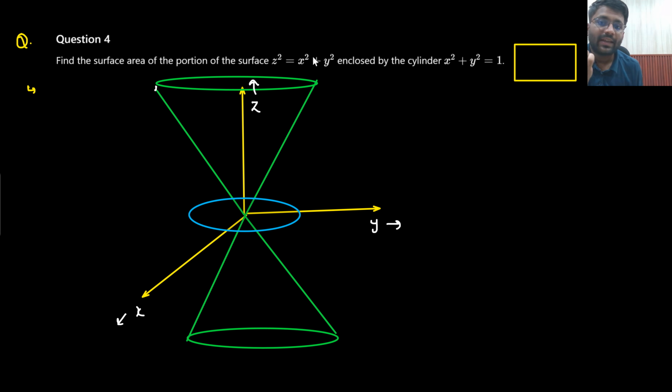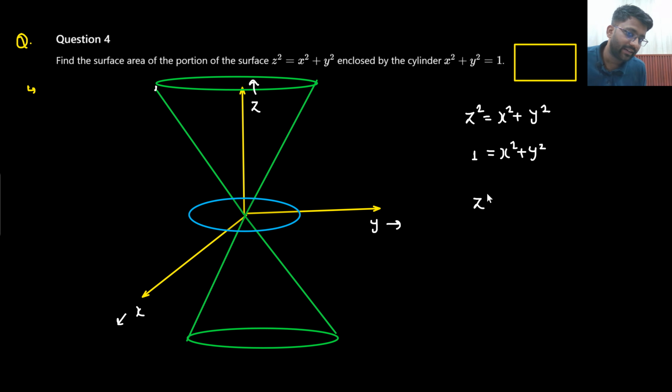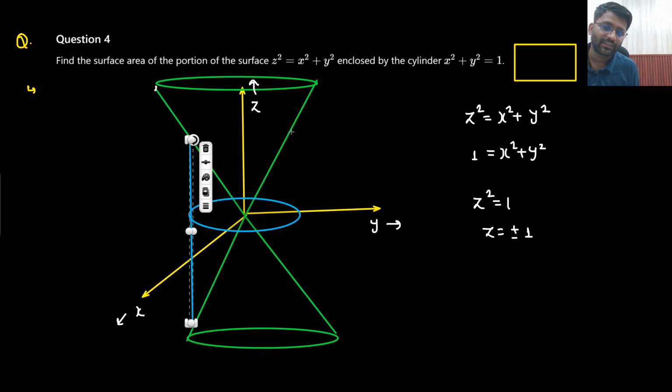So they are saying with respect to this particular surface that z square equals x square plus y square, you need to take the cylinder x square plus y square equals 1. What does that mean? That means you need to extend the cylinder till z square equals 1, or you can say z equals plus minus 1. So this cylinder has to be extended till z equals plus minus 1. This is what they are saying. Is that clear to you?